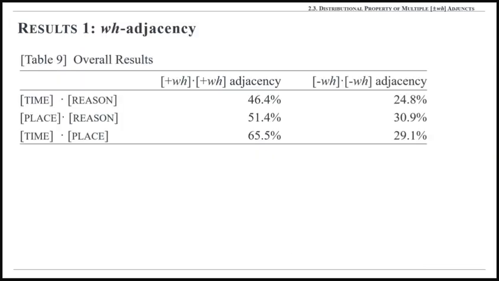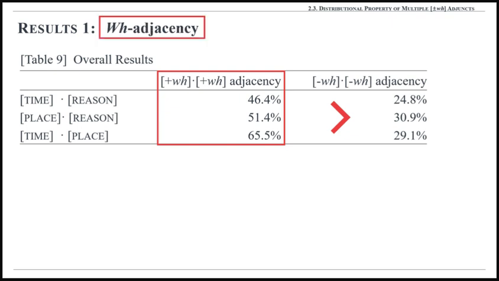Now, let's look at the results, especially focusing on the WH adjacency first. If we compare the plus WH with minus WH, the adjacency rate of plus WH adjuncts is higher than that of minus WH adjuncts in all cases. Therefore, we can say that there's a property of WH adjacency between the plus WH adjuncts.